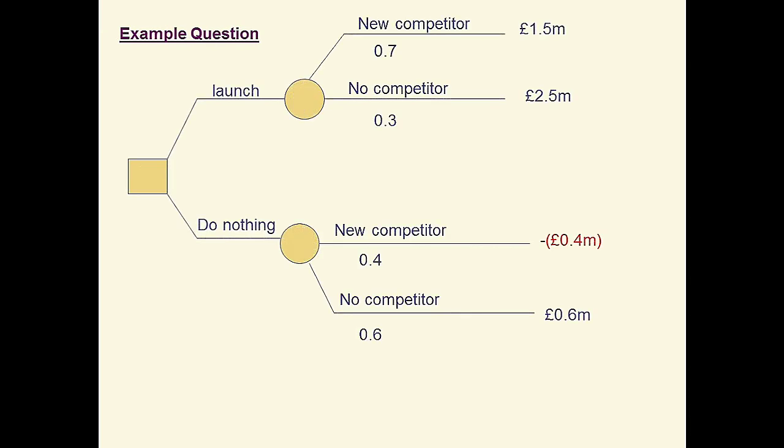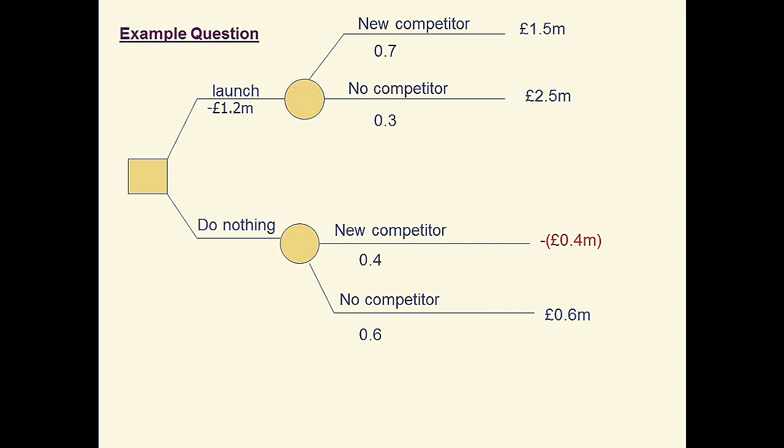Now let's look at another example question. Over here the company is deciding to launch a new product, or do nothing, which means they do not launch the new product. If they launch the new product and there is a new competitor, the probability of that happening is 70%, and the outcome will be 1.5 million. If there is no competition, the chances of that happening are 30%, and the outcome will be a gain of 2.5 million.